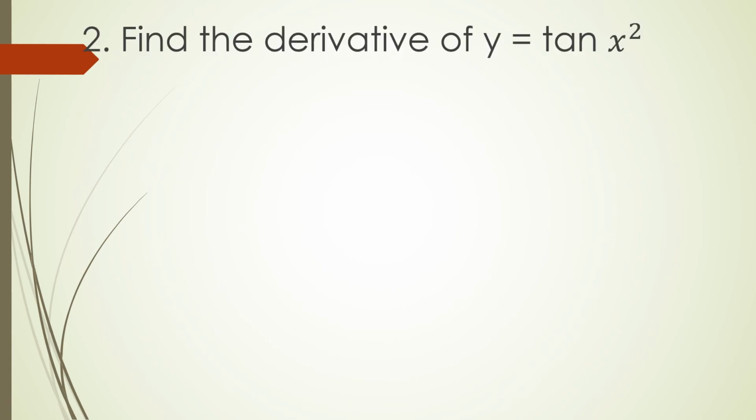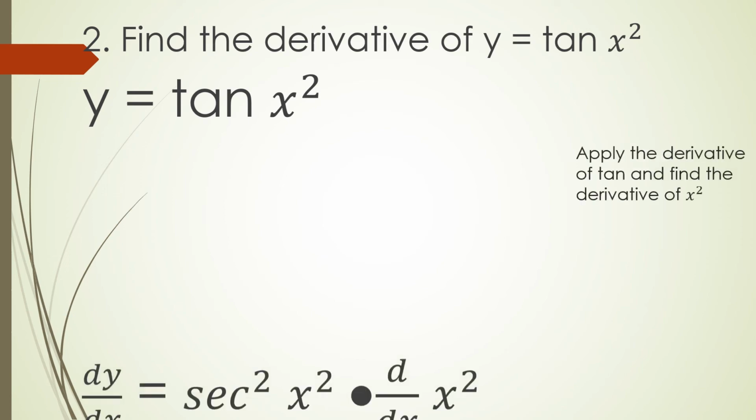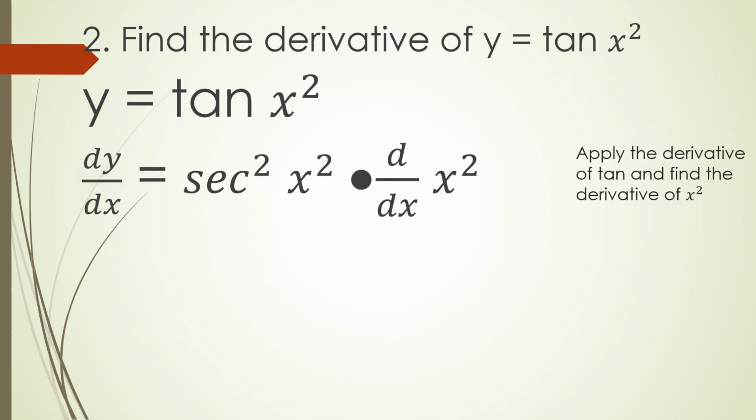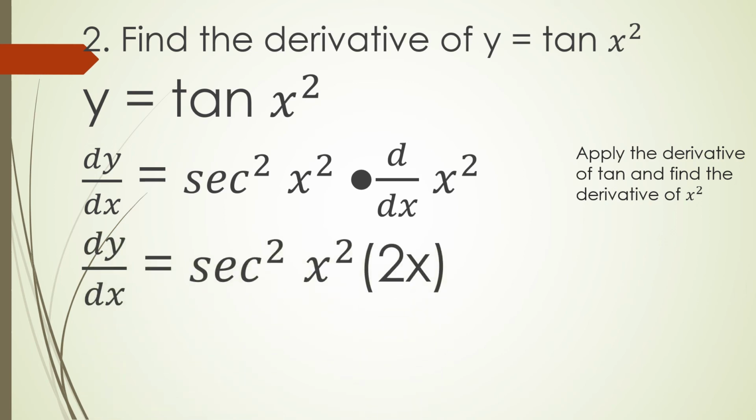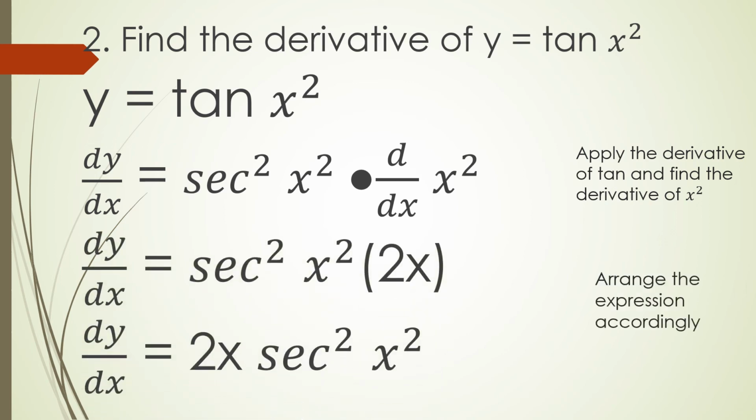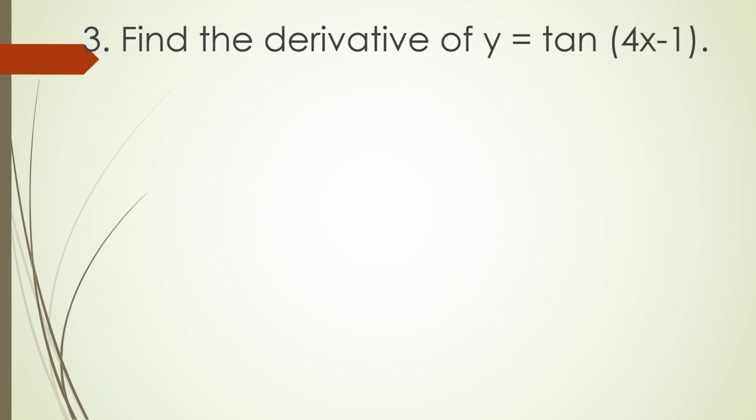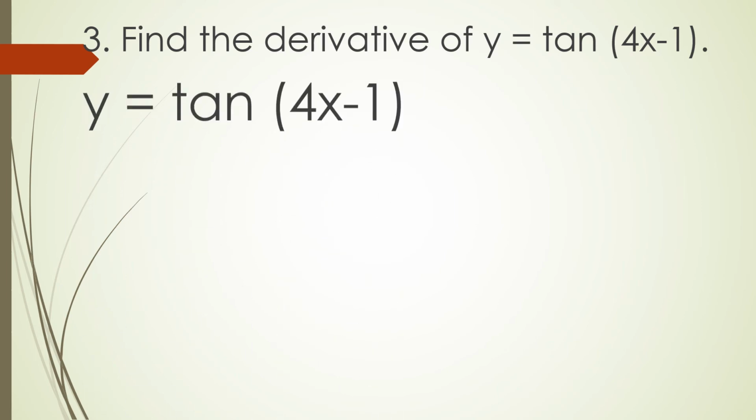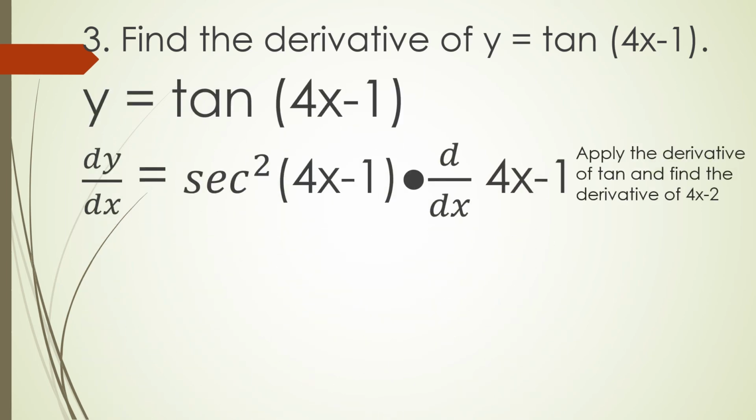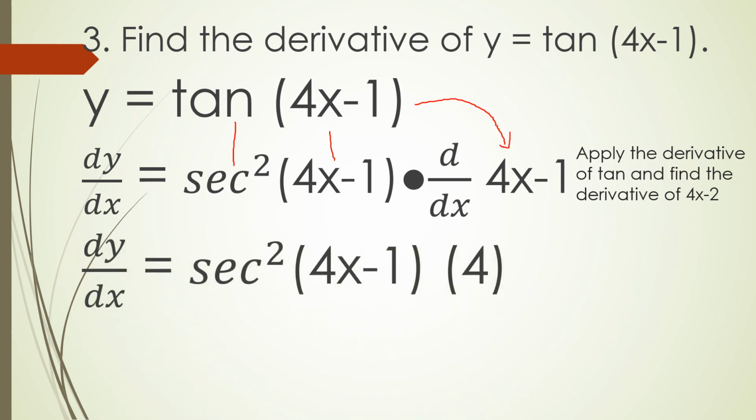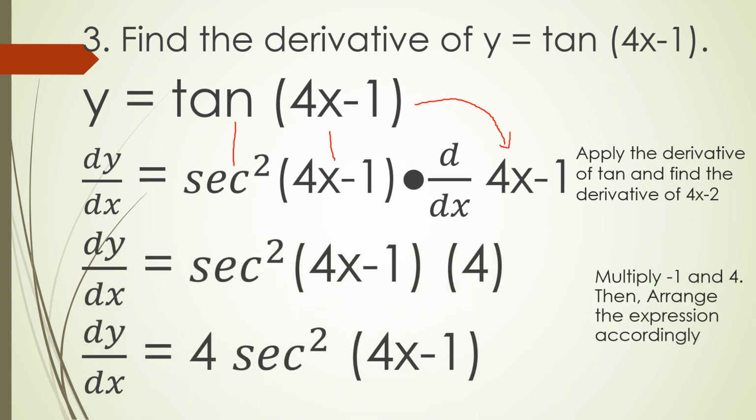Late man. Find the derivative of y is equal to tangent x squared. Same process. Derivative of tan is secant squared. Derivative of x squared is 2x. So 2x secant squared x squared. Another example. Find the derivative of y is equal to tangent 4x minus 1. Same process. Tangent becomes secant squared. Copy derivative of 4x minus 1. Ano derivative? That is 4. So we have 4 times secant squared 4x minus 1.